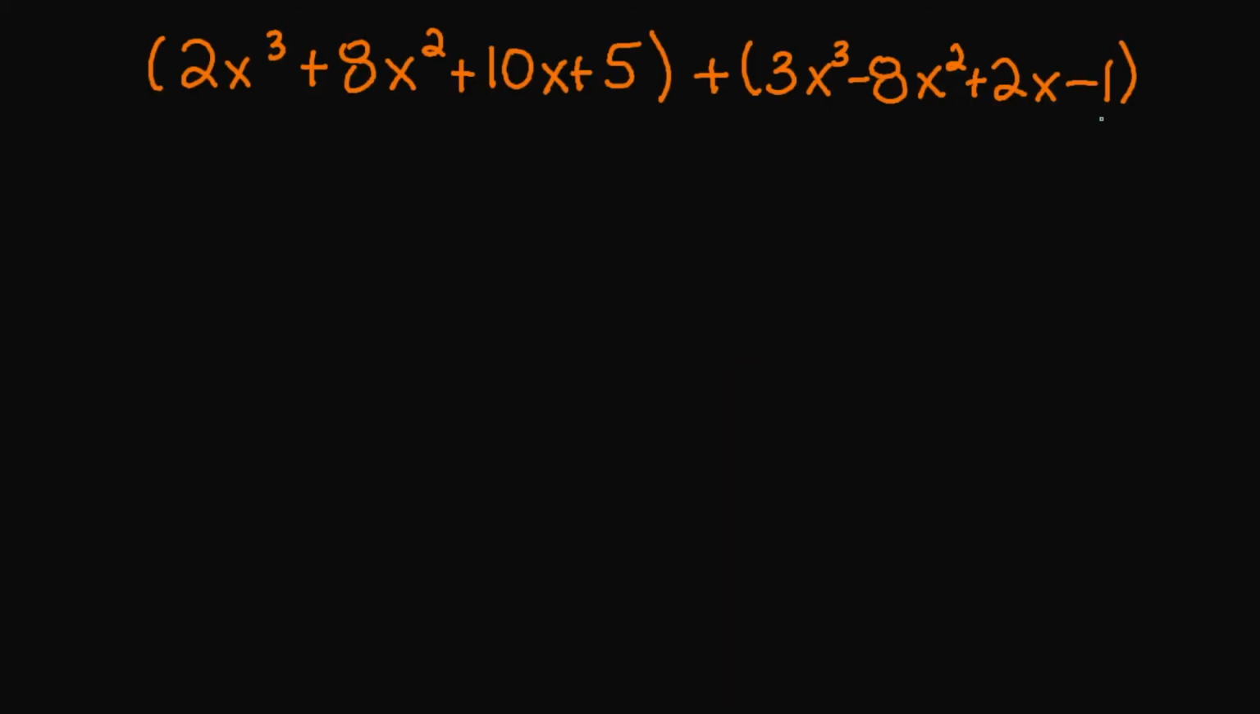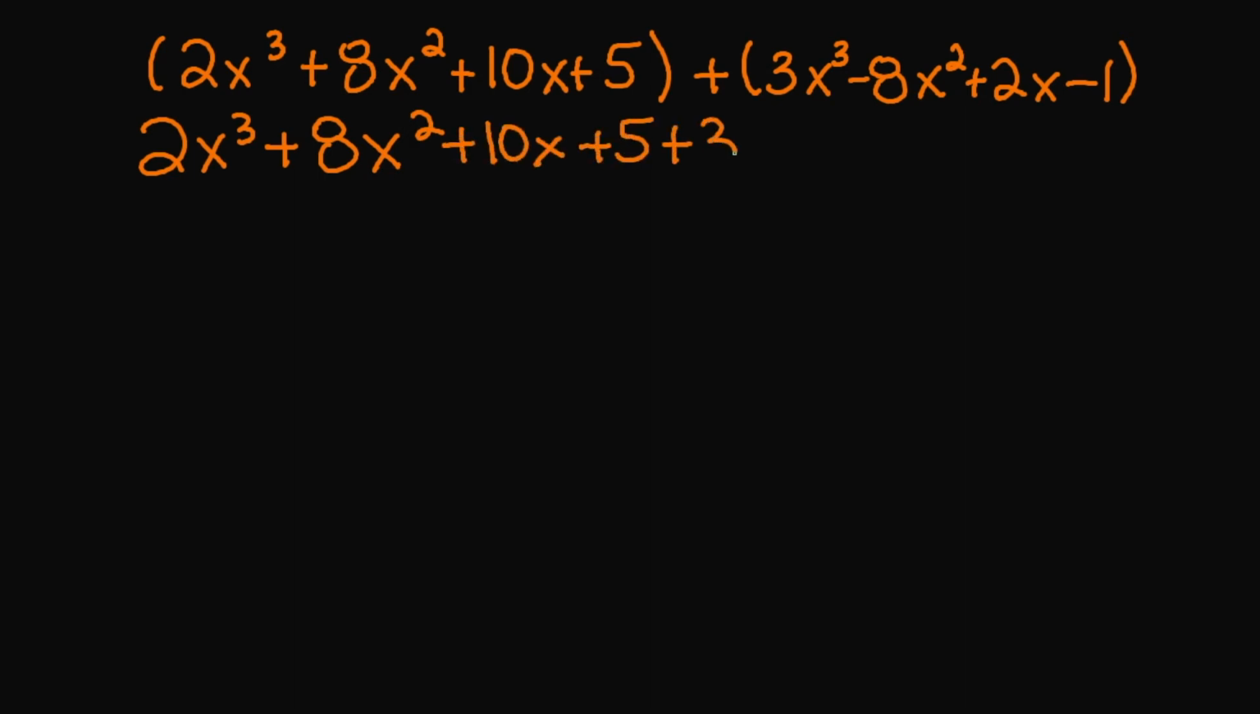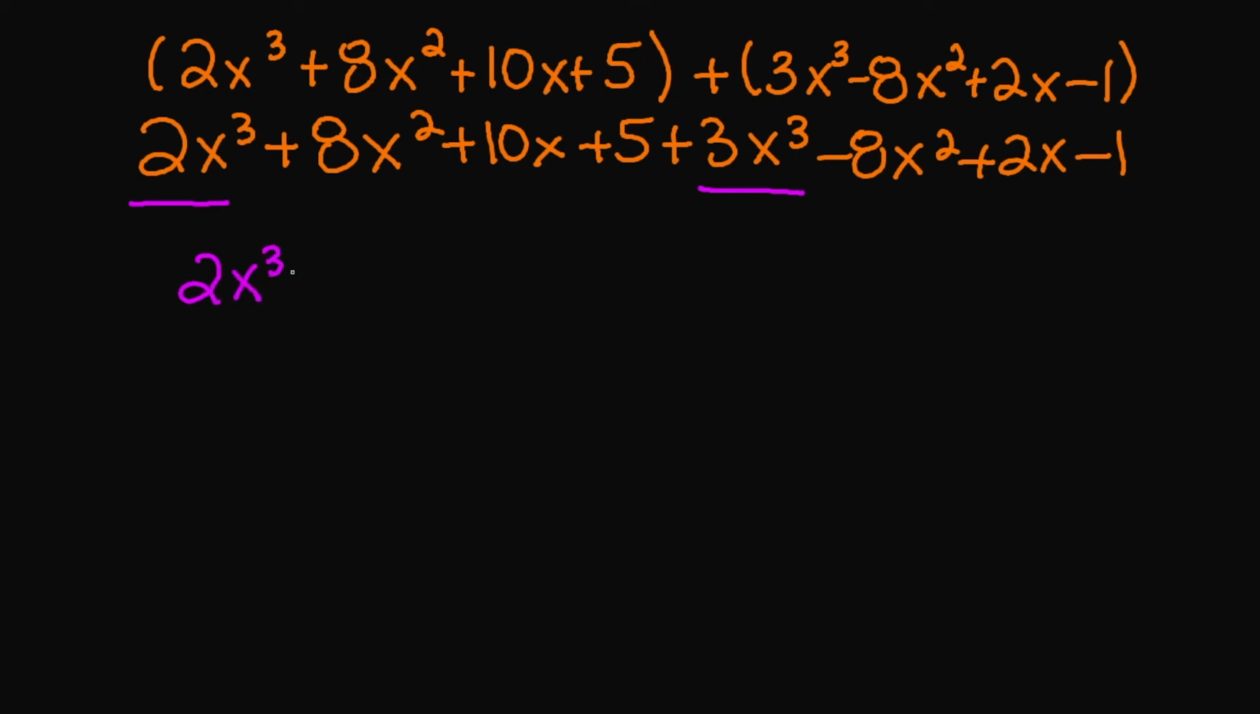Okay, let's look at this example. Let's go ahead and clean this up. So we have 2x cubed plus 8x squared plus 10x plus 5 plus 3x cubed minus 8x squared plus 2x minus 1. So let's go ahead and start cleaning up and bringing our like terms together. So we have 2x cubed here and 3x cubed. So I'm going to write 2x cubed plus 3x cubed.